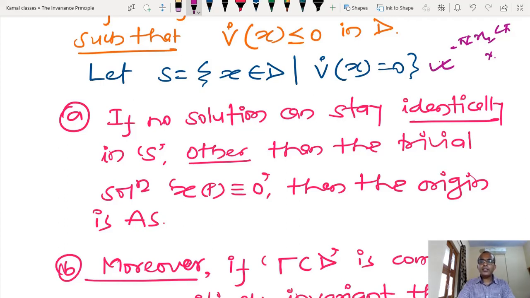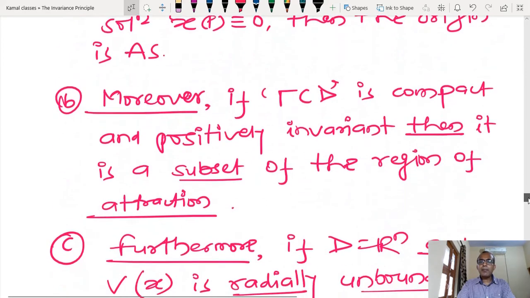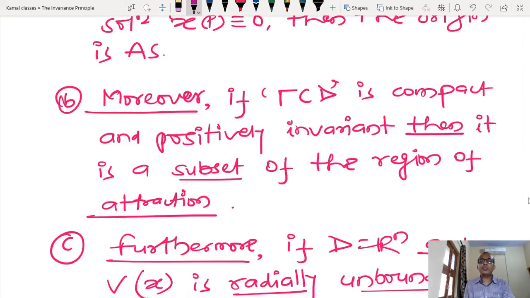Okay, now it is possible to show that if I select some gamma that belongs to D, a compact and positively invariant set, then it is a subset of the region of attraction. So basically how we are creating a region of attraction using a Lyapunov function: we are trying to identify some set belonging to Rn where Vx is bounded, less than c, and where V dot is less than or equal to 0. In that way we are creating some kind of region of attraction.